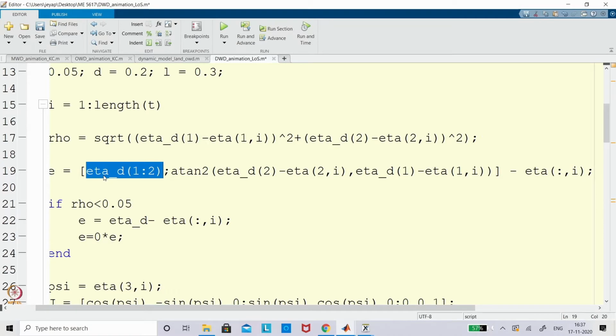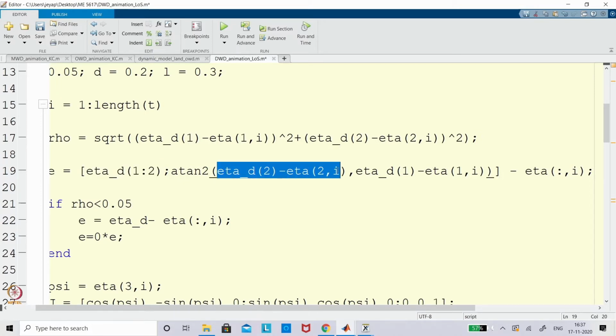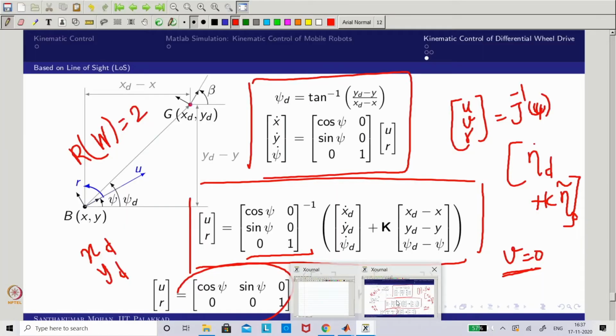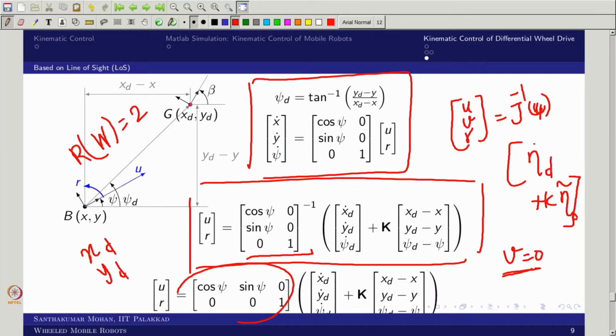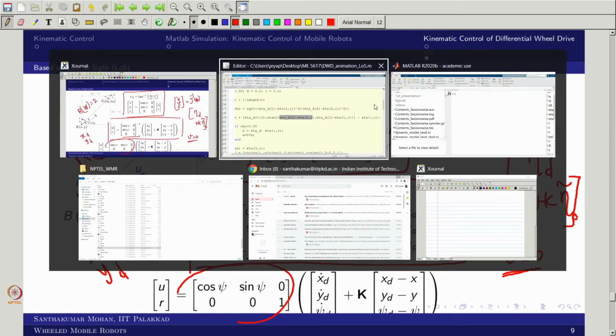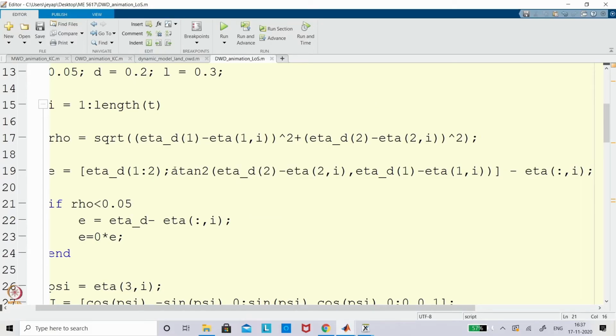Here the eta desired would be compared with eta, but the desired angle is modified as new change. That angle is tan inverse of that, if you recall, this is the psi desired. The same angle we are incorporating here. And why it is a two-argument tan inverse you know already, based on the quadrant choice. So now this is the error.